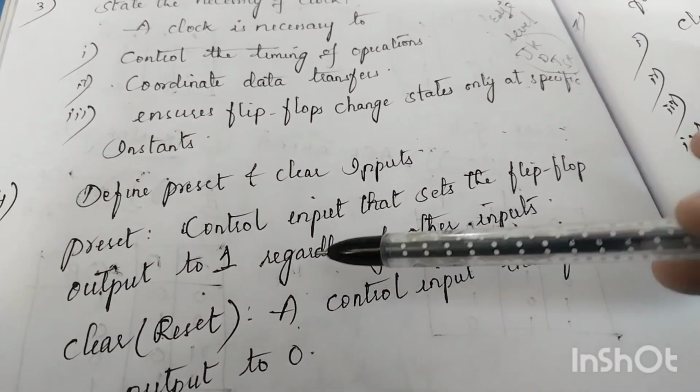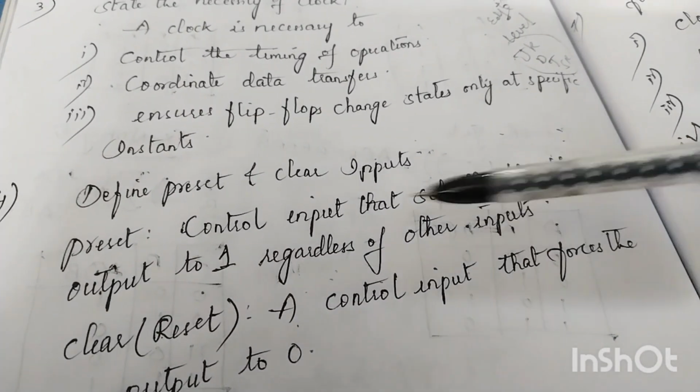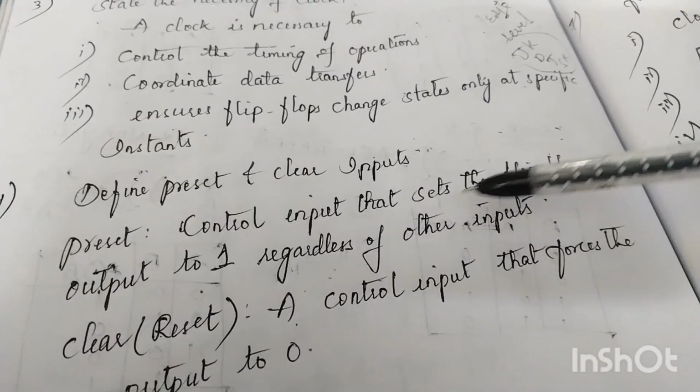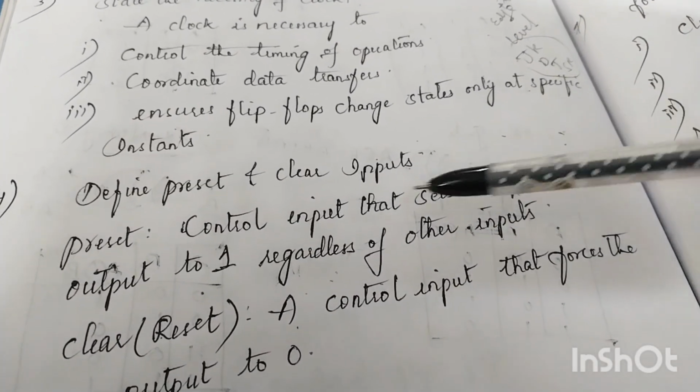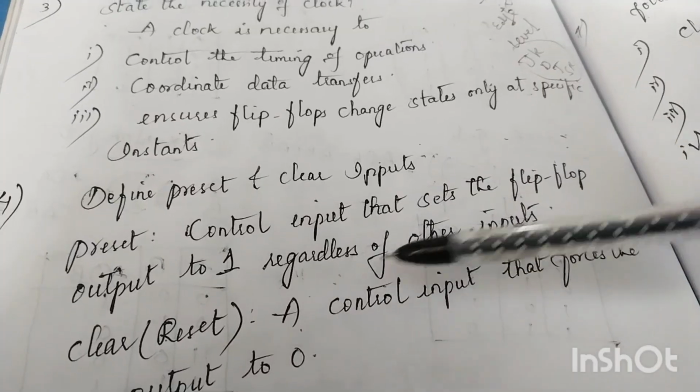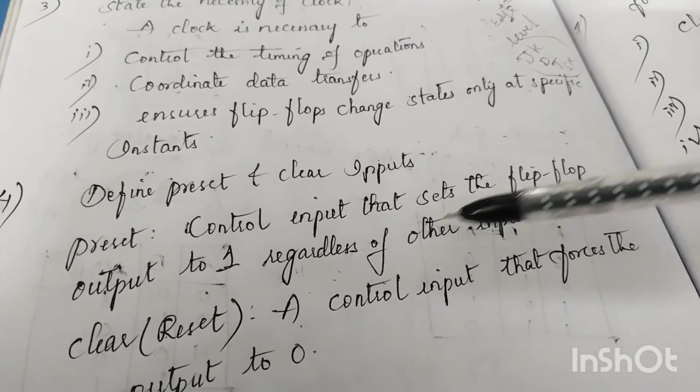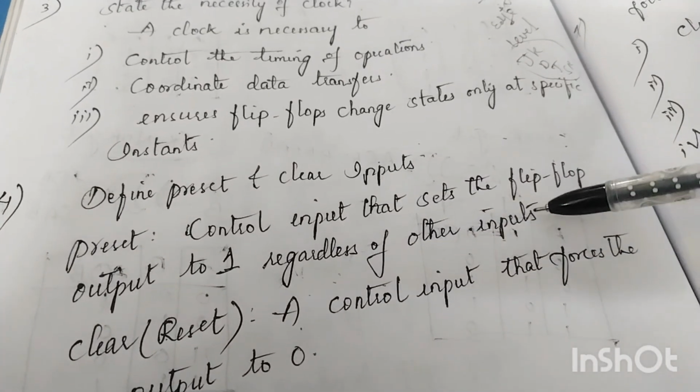Making the output 1 regardless of other inputs. So it is a control input that sets the flip-flop output to 1 regardless of the input, or simply in other words you can write it makes the output 1 regardless of the other inputs.